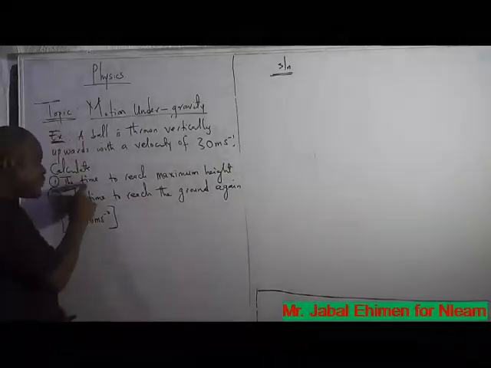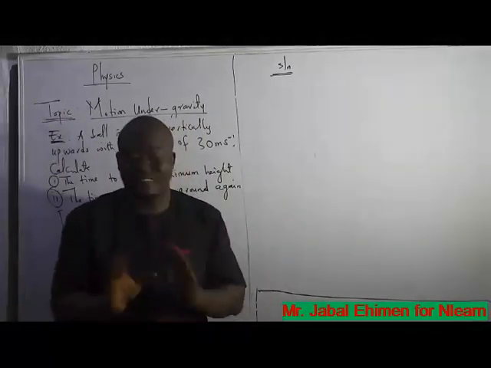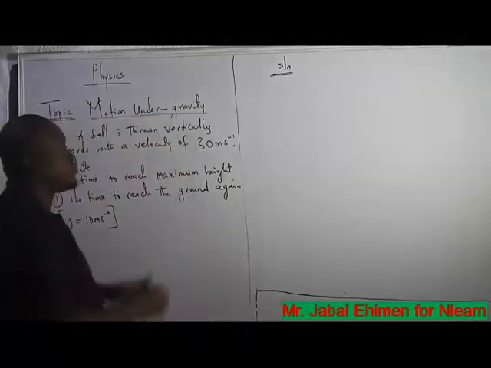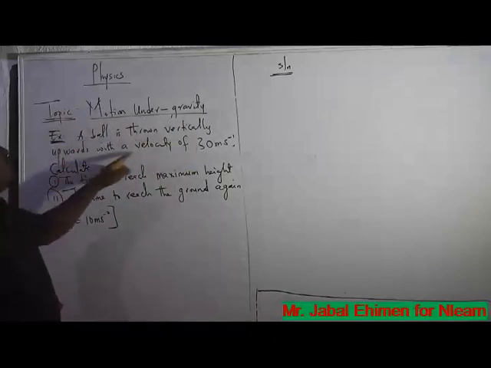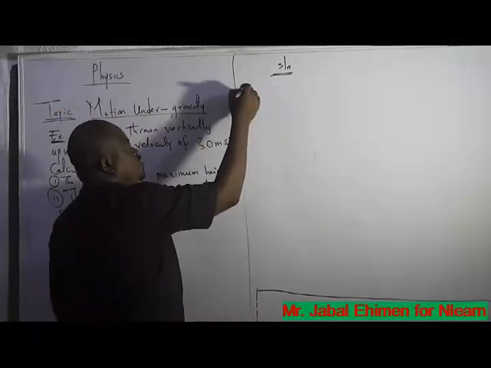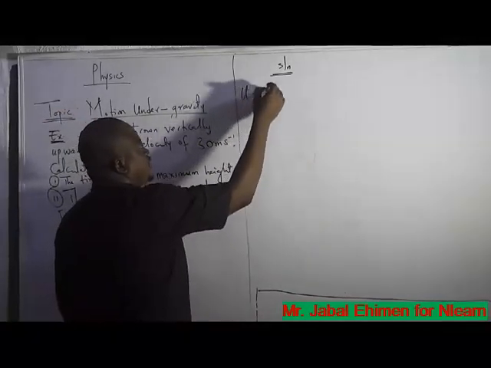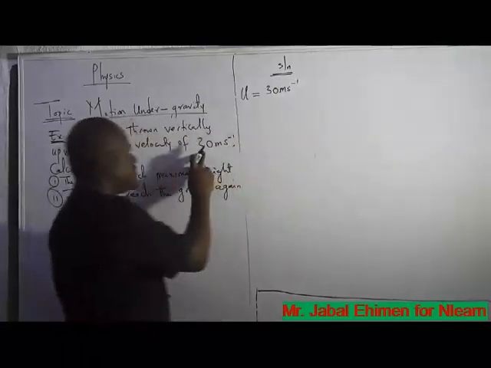The time to reach maximum height. Very simple. This is the simplest part of it all. Calculation. Now, a ball is thrown vertically upward with a velocity of 30 meters per second. So you just pick it up. Your initial velocity is 30 meters per second. That is the value of U.